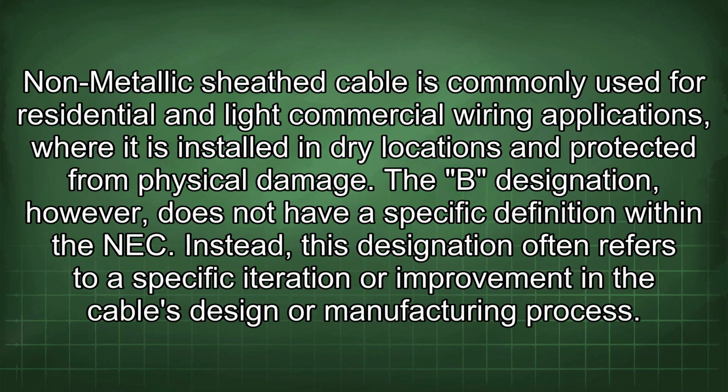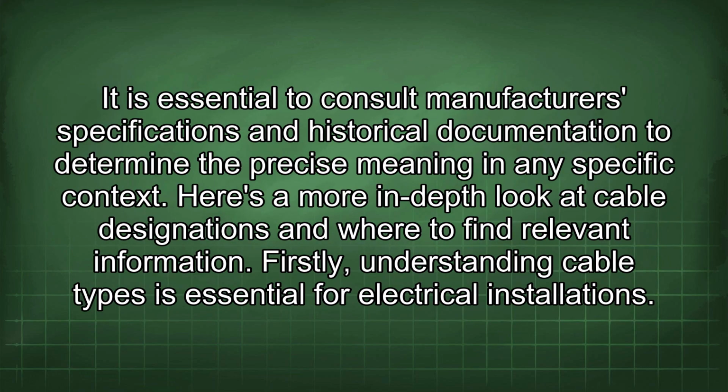Non-metallic sheath cable is commonly used for residential and light commercial wiring applications where it is installed in dry locations and protected from physical damage. The B designation, however, does not have a specific definition within the NEC. Instead, this designation often refers to a specific iteration or improvement in the cable's design or manufacturing process. It is essential to consult manufacturers' specifications and historical documentation to determine the precise meaning in any specific context.